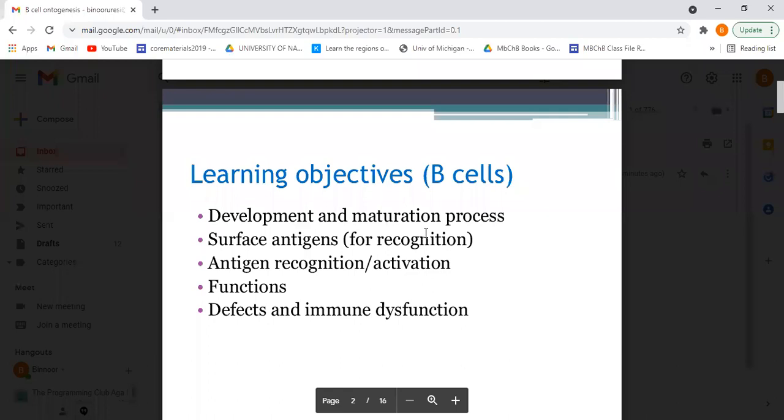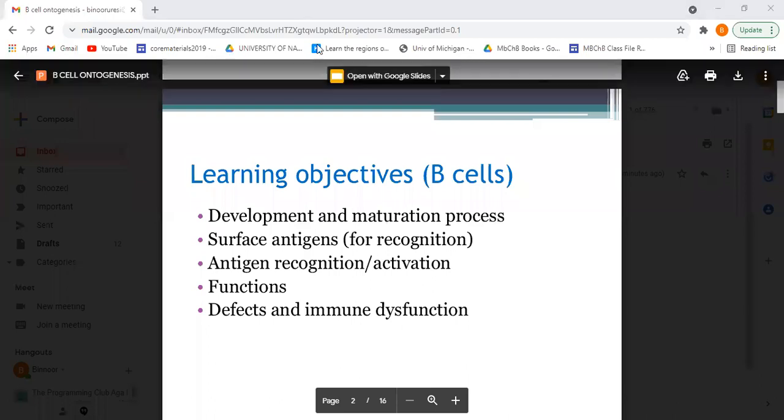Now, you also need to understand the process through which these B cells recognize their antigens. In other words, we have the B cell receptors, which they utilize in terms of immunoglobulins, and these are very important for recognizing antigens. Then the functions of the B cells, and lastly, we look at the defects that are associated with B cell dysfunction.